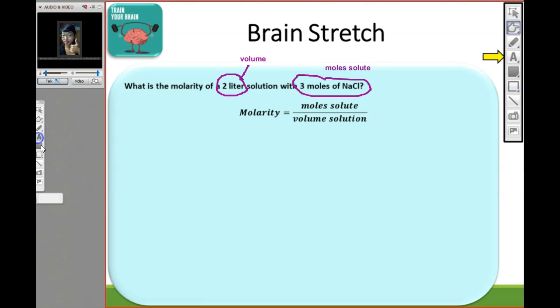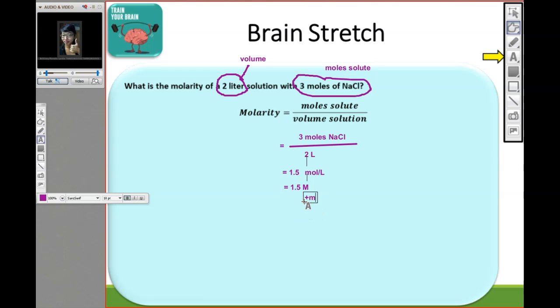Yes, awesome. So if we enter this in, this is going to equal, on the top, our 3 moles NaCl divided by, on the bottom, our 2 liters of solution. Capital L for liters, and 3 divided by 2 is going to give us 1.5. Now the units for this could either be moles per liter, mol divided by L, or you could also say 1.5 capital M for molar.